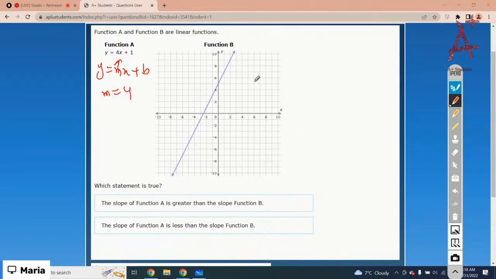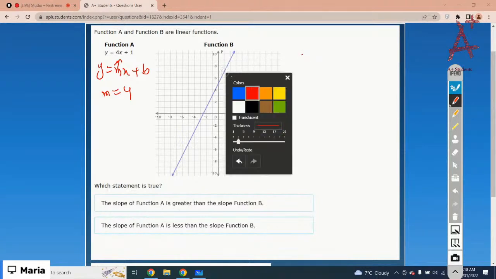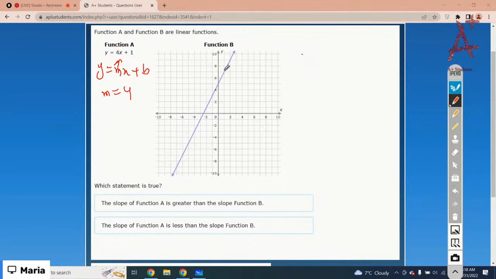Now you have to find the slope of function B. B is the graph. So select any 2 points on the graph and find their slope. Got it? That would be a point, that is a point, and that is a point. I'm going to use these 2 points. When x is 0, y is 5. And when x is 1, y is 7.